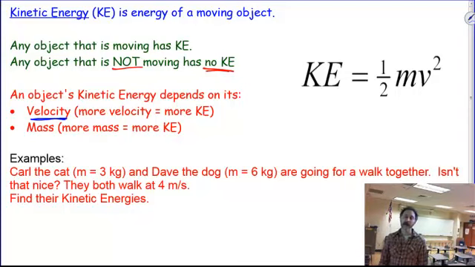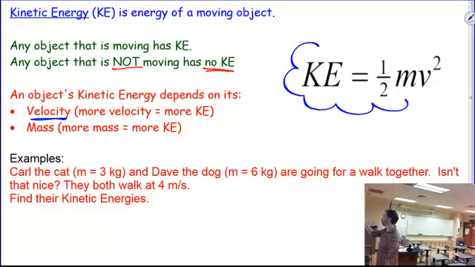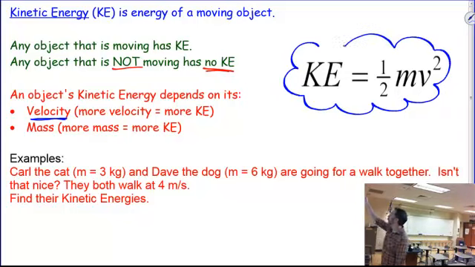And it depends on the mass. More massive objects will have more kinetic energy than smaller objects, assuming they're moving at the same speed. Okay. And so here's the equation that we use to calculate kinetic energy. Now, one kind of nice thing about energy is that it is a scalar, so we don't need to worry about direction at all. We're just literally counting how much energy the object has, and there's no direction associated with it.